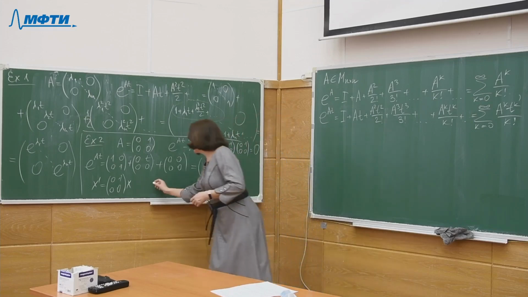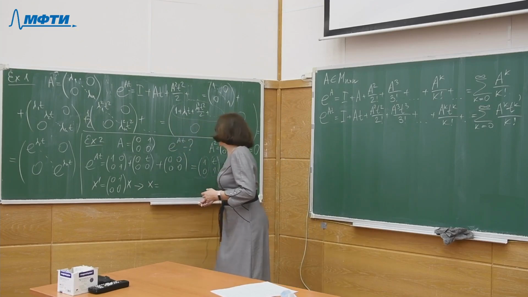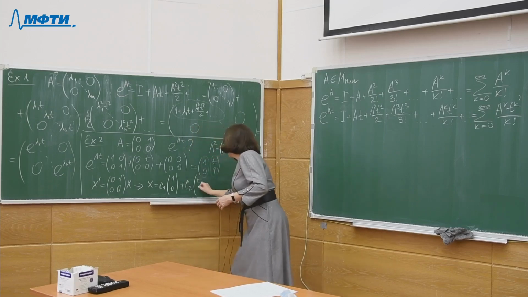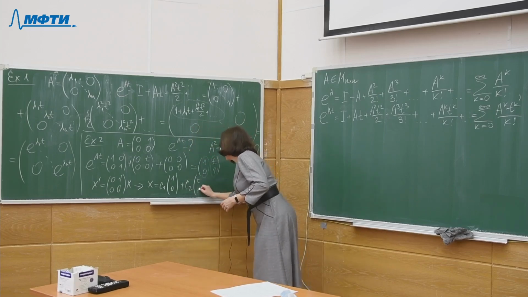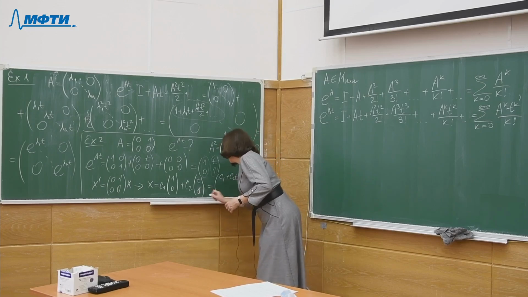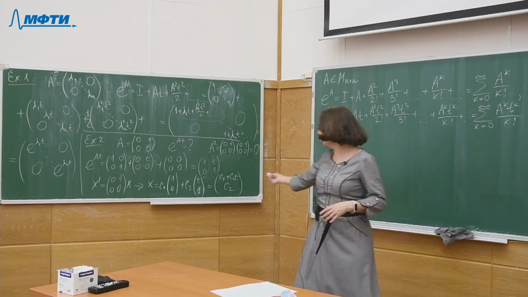Okay, so the solution will be given by C1 times (1, 0) plus C2 times t times the vector (1, 0). So it is the same as (C1 plus C2 t, C2). So the general solution is given by this formula.